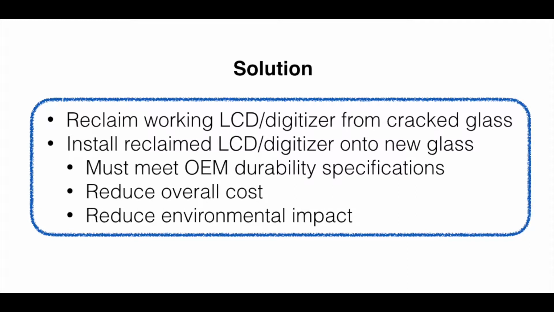In order to successfully solve this problem and reduce the waste and environmental impact caused by the screen replacement process, it is essential to remanufacture the iPhone screen by first reclaiming the working LCD and digitizer and then installing the working LCD and digitizer onto new glass. This will reduce overall cost so long as OEM durability specifications are met by the remanufactured screen.